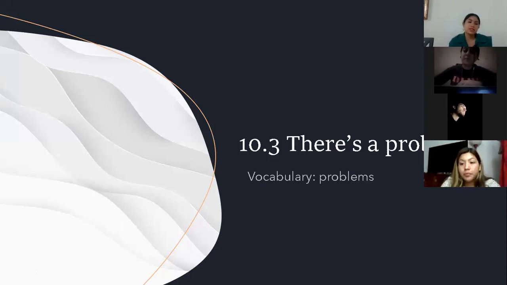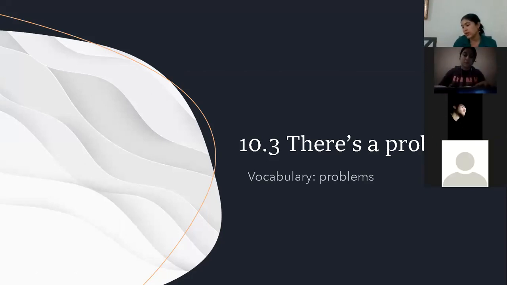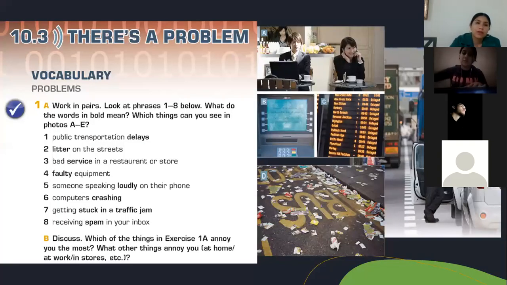Okay, so today's topic is 10.3, there's a problem. We're gonna be working with vocabulary problems, and we're gonna start with the function topic with complaining. Okay, so here we have A, B, C, D, E. We have 4 pictures. Probably this one seems like it's the same one, but we have different ones.